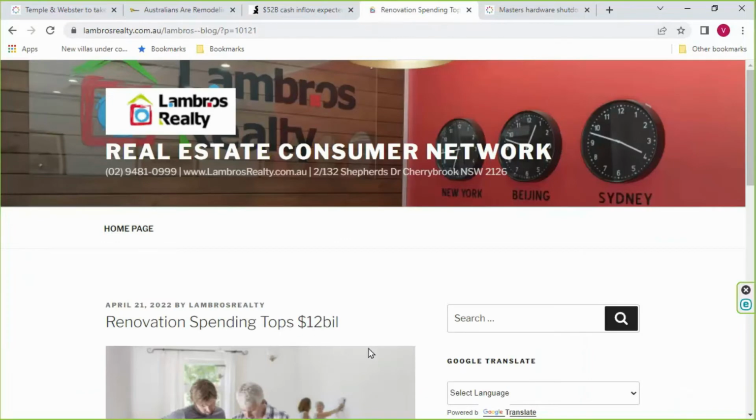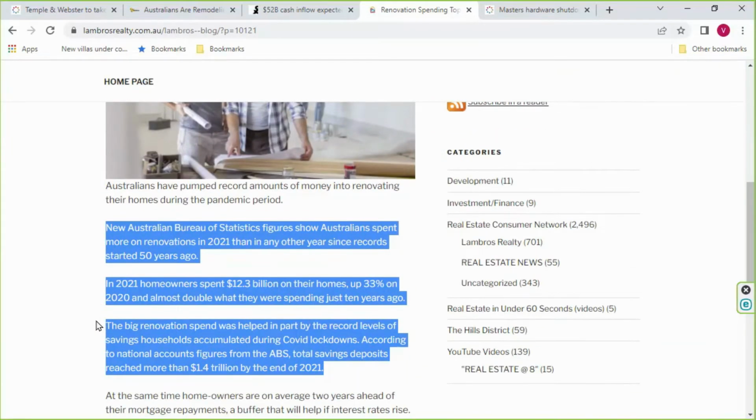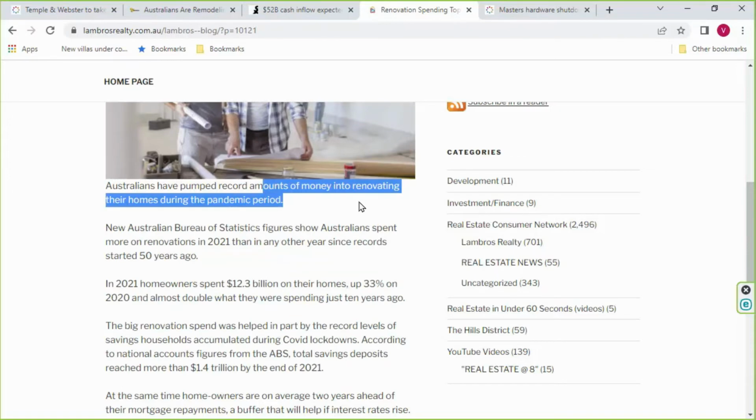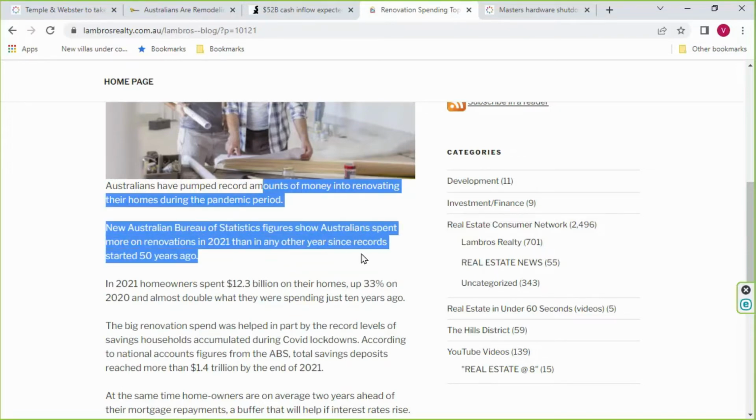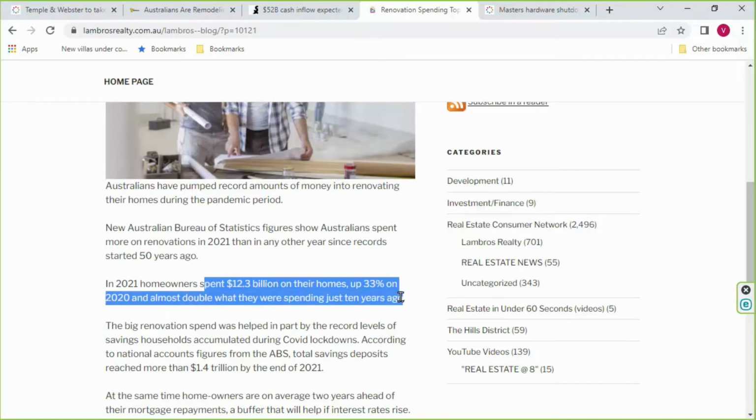Next one here, renovation spending tops 12 billion. This was written recently, April the 21st this year, 2022. Australians have pumped record amounts of money into renovating their homes during the pandemic period. The Australian Bureau of Statistics figures show that Australians spent more on renovations in 21 than they have ever, so over the last 50 years. Isn't that interesting? In 2021, homeowners spent a whopping 12.3 billion on their homes, up 33% on 2020, and almost double what they were spending just 10 years ago.